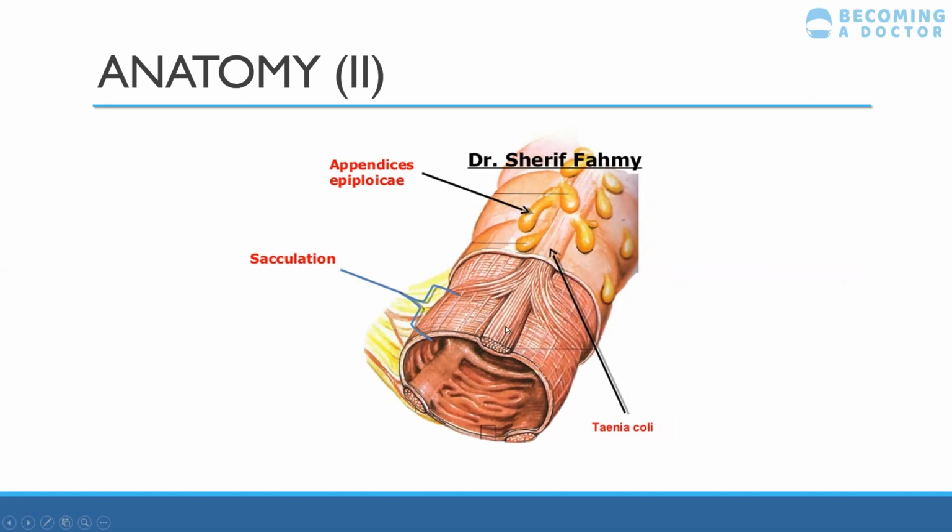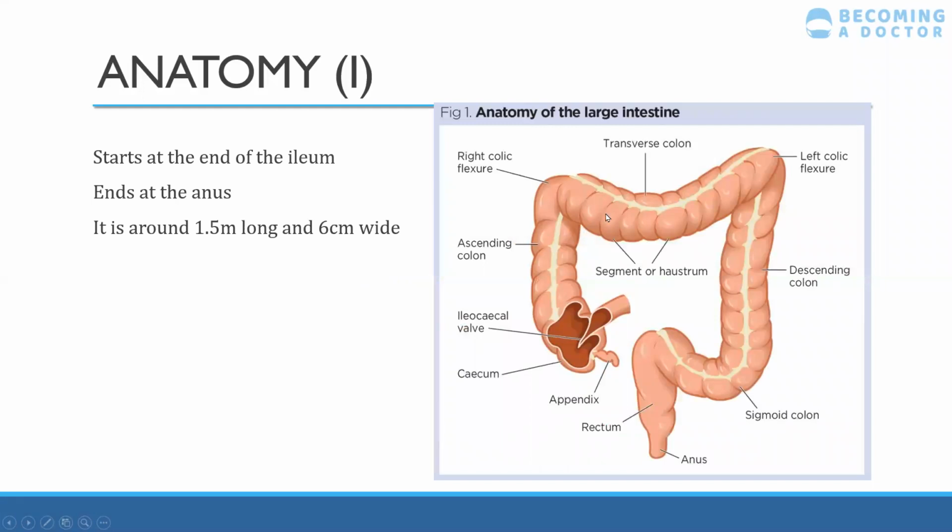Basically you have your longitudinal muscles, which are your tinea coli, and you have your circular muscles, which are your inner layer, and that's over here. So your tinea coli, your longitudinal muscle, is shorter than the length of the colon, and therefore this causes your large bowel to pouch. As you can see over here, it pouches, and these are known as haustra.